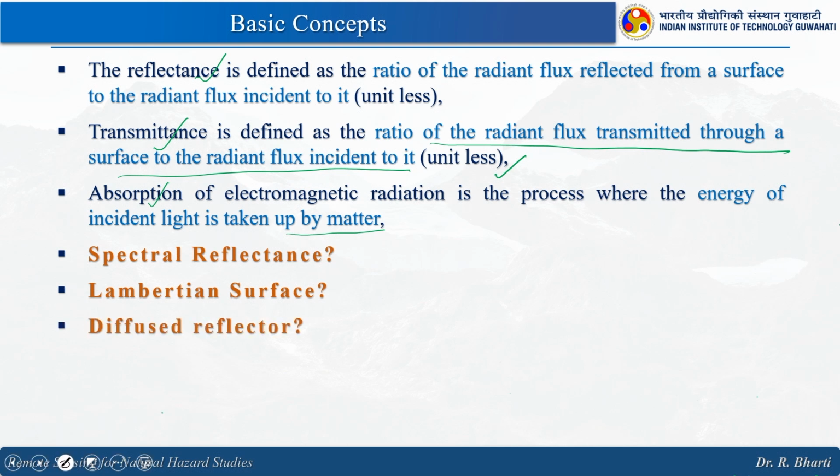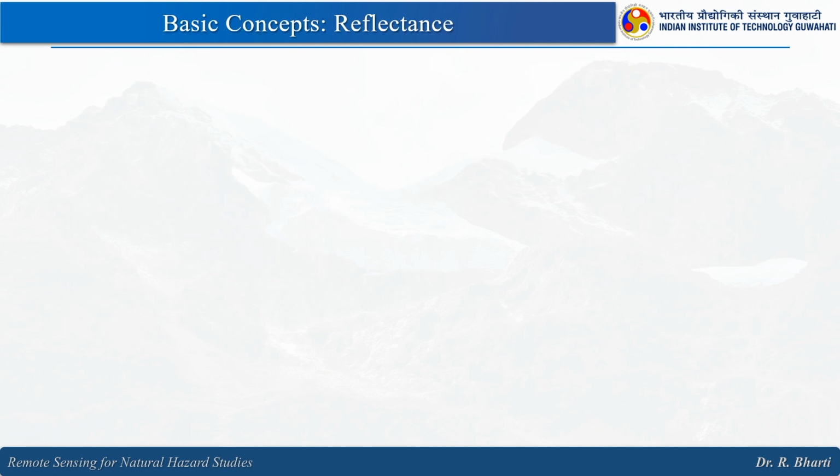Then comes the diffused reflector. So, the diffused reflector says that when you are having the sensor here, then comes the concept of diffused reflector. So, the diffused reflector is different from the Lambertian surface because diffused reflector says it will reflect equal amount of energy in all the direction, but it will also have some amount of absorption, some amount of transmission, right. So, this diffused reflector is slightly different from the Lambertian surface.